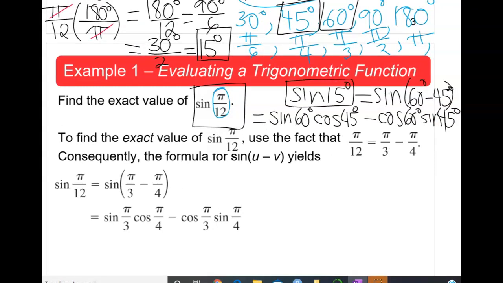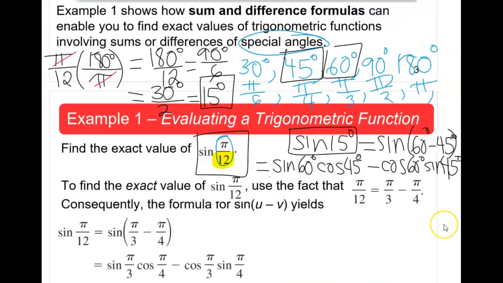Now, doing this with radians, it might be a little confusing because of the fraction. So if you look at your denominator, which is 12, if we look at the denominators that we have here for the special angles, we could recognize that some of those denominators are factors of 12. So 12 could be divided by 2, by 3, by 4, and also by 6. So if we think of it that way, we could use two of those special angles to give us pi over 12.